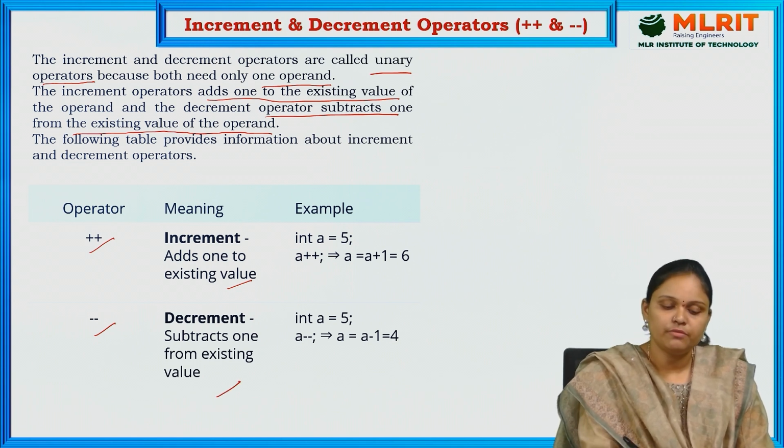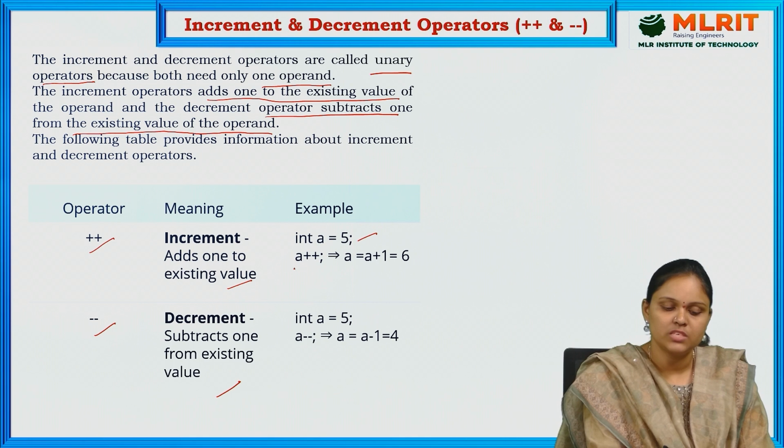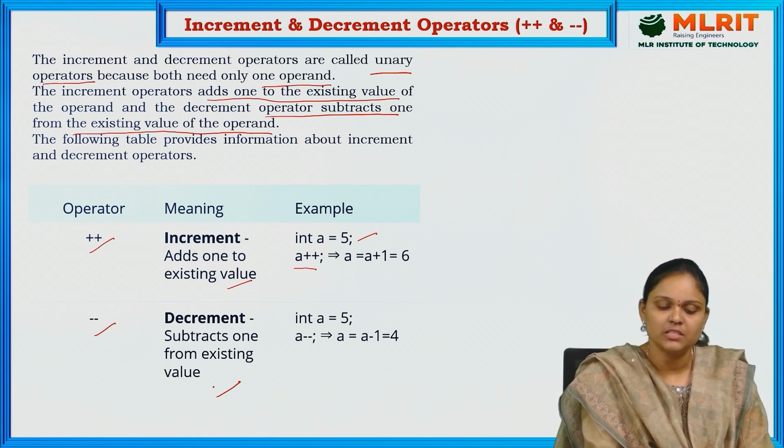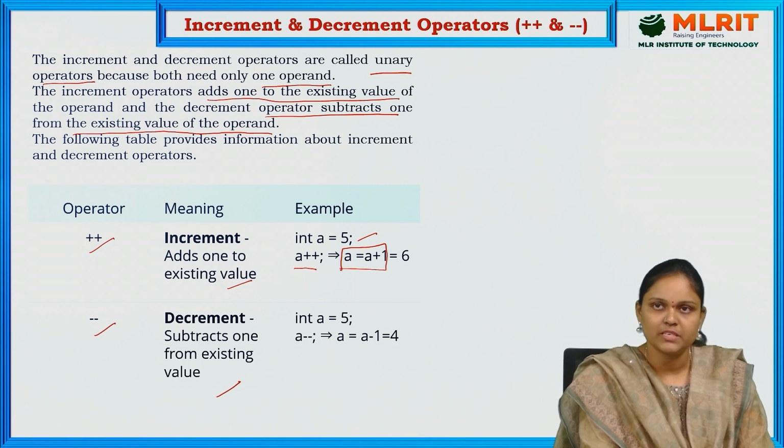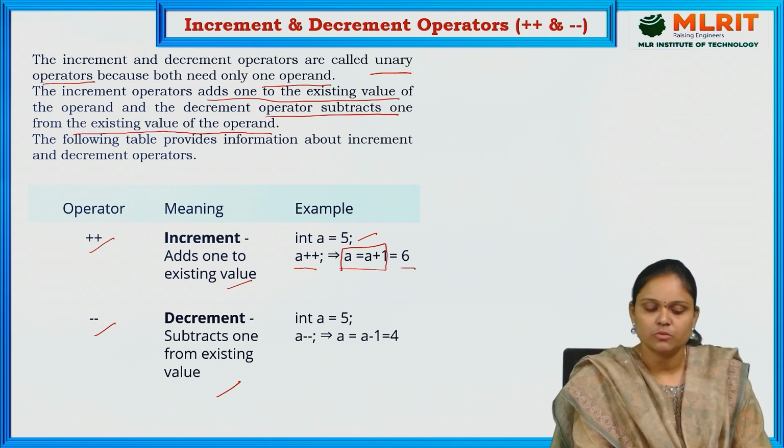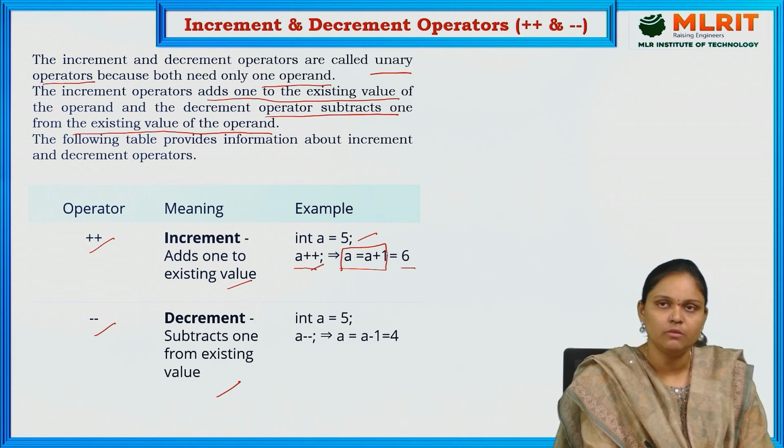For example, if you have A is equal to 5 and we are using A plus plus, this statement is almost equivalent to A is equal to A plus 1. So 5 plus 1 will be equal to 6. So by using this operator, we are adding 1 to that variable.